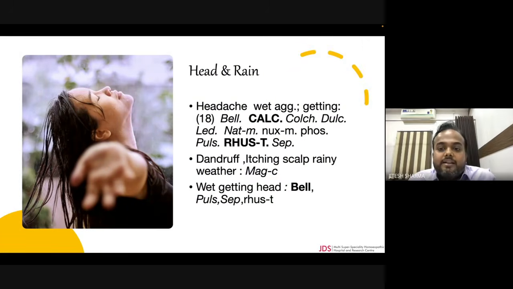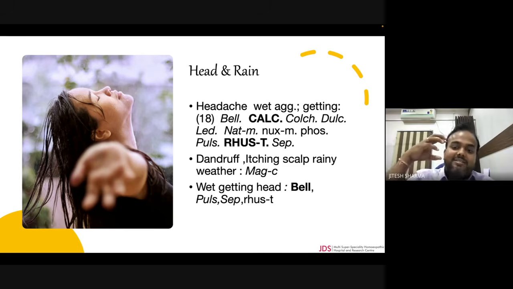If you get a headache due to getting wet, you can think of Belladonna, Calcarea, Colchicum, Dulcamara, Ledum pal, Natrum mur, Nux moschata, Phosphorus, Pulsatilla, Rhus tox, Sepia. Calcarea and Rhus tox are the most prominent and high-grade remedies for this. Of course, the prescription should be on the basis of individualization, not simply seeing the rubrics and giving the remedy.